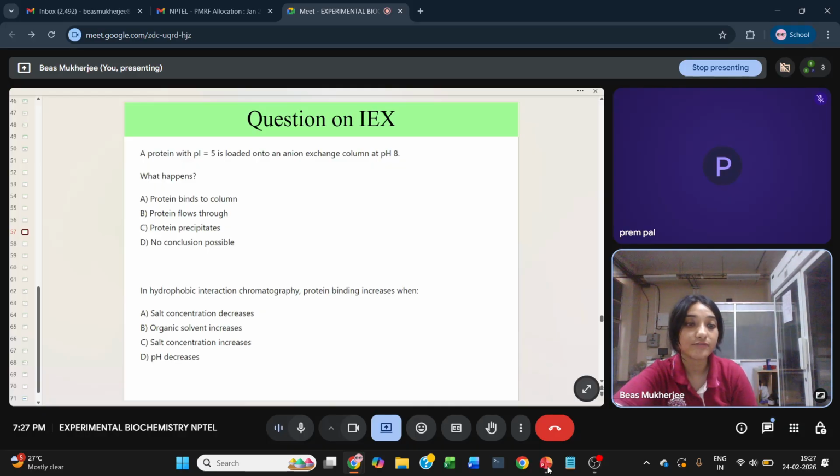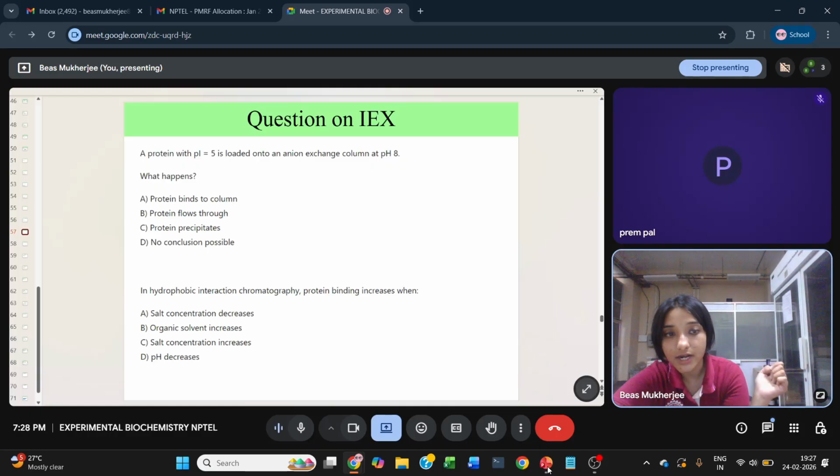A protein with pI equal to 5 is loaded onto an anion exchange column at pH 8. What happens when the protein binds to the column? What happens? So pI is 5 and the pH is 8. So then what is the charge of the protein? And this is an anion exchange column, so that means the resin is positively charged. So then what will happen? Will the protein bind to the column? Will the protein flow through? Will the protein precipitate? Or no conclusion possible?